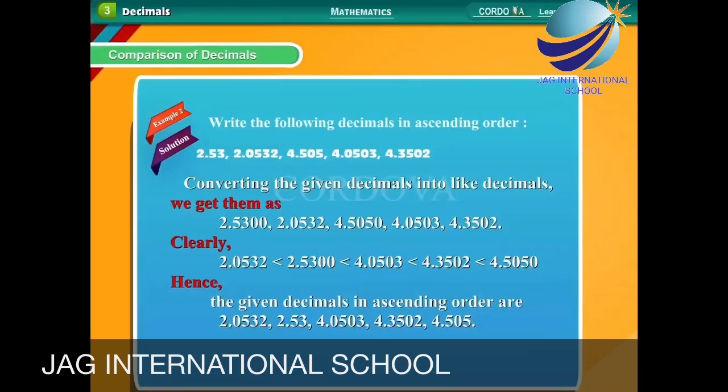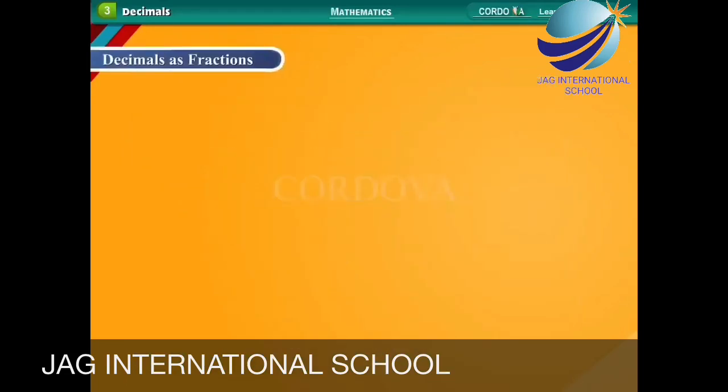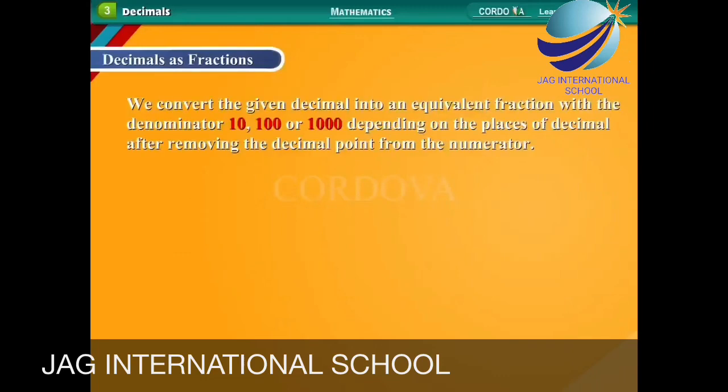Clearly, 2.0532 is less than 2.5300, which is less than 4.0503, which is less than 4.3502, which is less than 4.5050. Hence, the given decimals in ascending order are 2.0532, 2.53, 4.0503, 4.3502, 4.505.